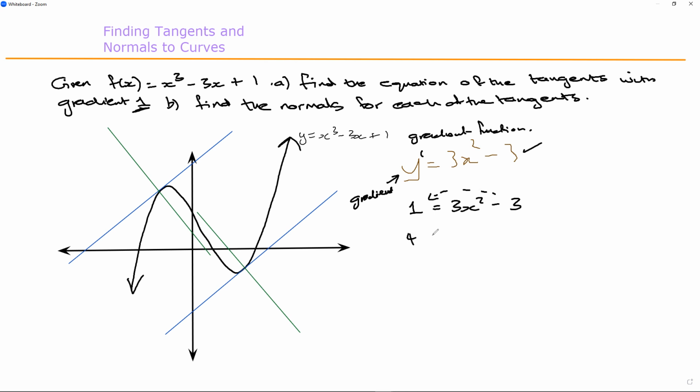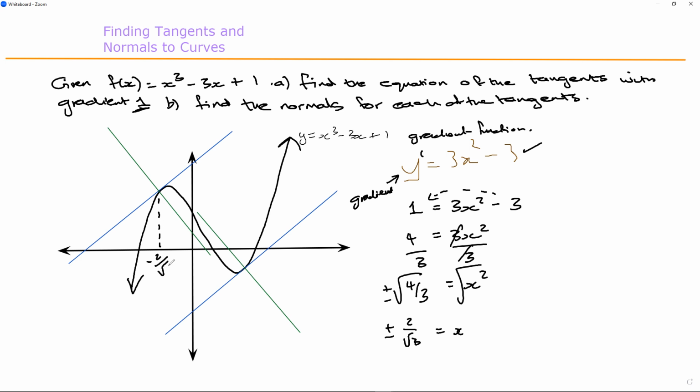Okay. All right, and this will be 4 equals 3x squared, and I divide both sides by 3. And I get x squared equals 4 over 3. Square rooting both sides, with a plus minus. So x will equal negative or positive 2 over root 3. So that means we have some x value over here, which is negative 2 over root 3, and we have another x value over here, which is positive 2 over root 3.